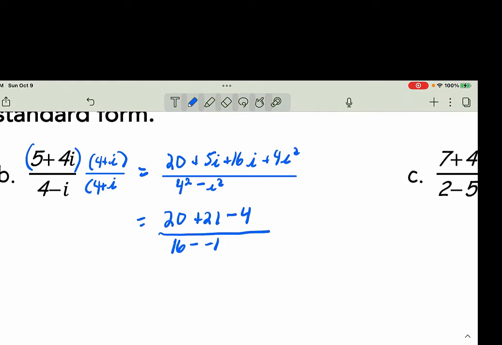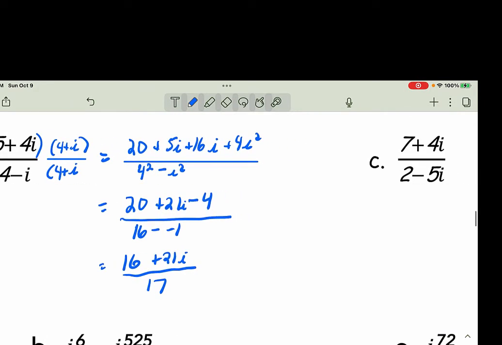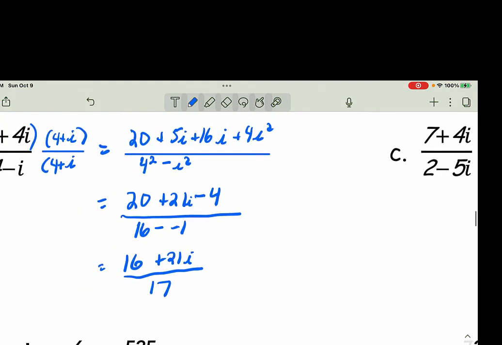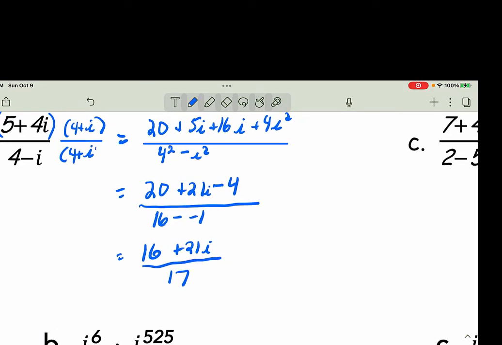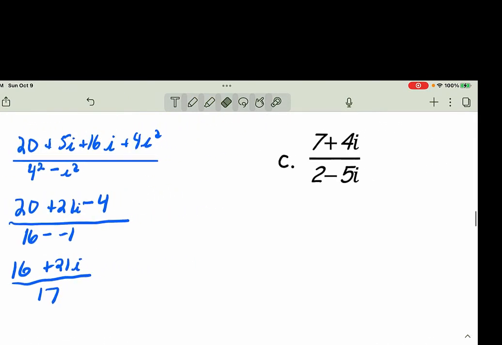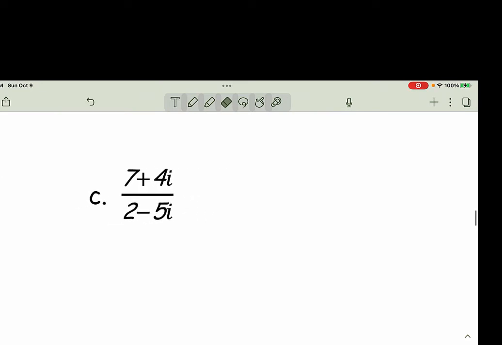so this winds up being 16 plus 21i all over 17. And again, notice that our bottom is always going to be a real number. So whenever you multiply a complex number by its conjugate, it's always going to be a real number. If it isn't, that means you probably did something wrong. So let's go and solve this problem here.